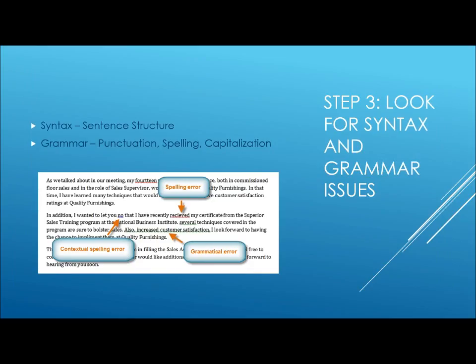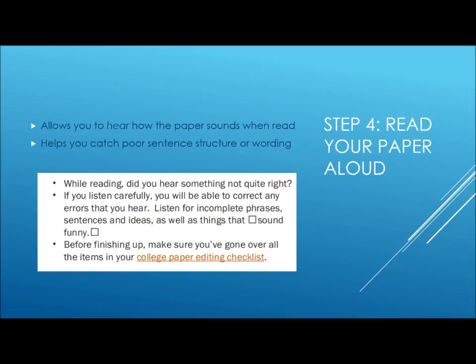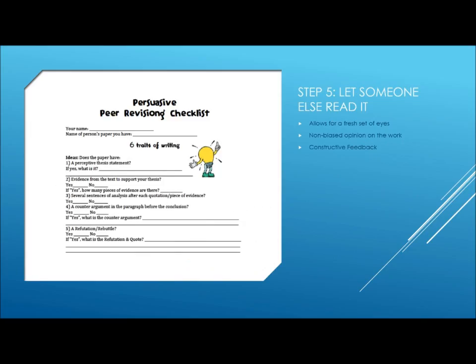Step 3 is to look for any syntax and grammar issues. Step 4 is to read your paper aloud. It may seem silly, but this is ultimately the best way to find out if anything sounds awkward, silly, or plain wrong in your paper. It will also help sniff out any grammar or syntax errors that you might have missed in the step before.